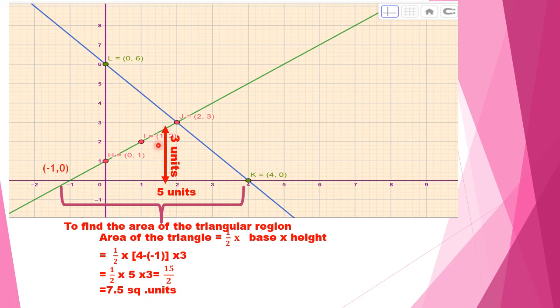Now what about the height? The height is already in this pair of coordinates. The y coordinate is the height. You can see here y is 3 units. So this is the height of the triangle. So on applying these values, for base you get 5 and for height you get 3, and on calculating you get 15 upon 2, that is equal to 7.5 square units.